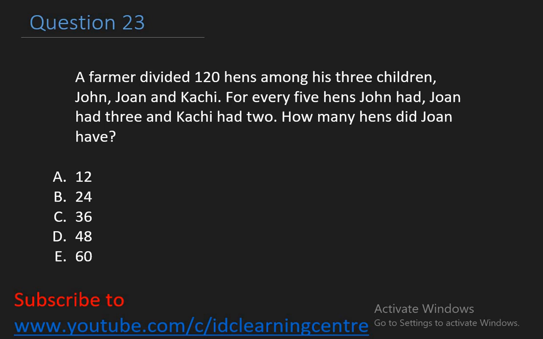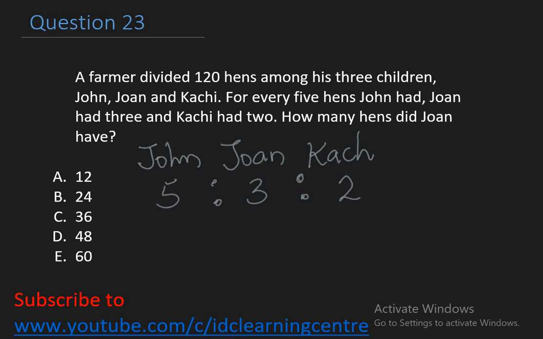Question 23. A farmer divided 120 hens among his 3 children. We have John, Joan, Kachi. For every 5 hens John had, look at the ratio now, Joan had 3, Kachi had 2. For questions like this, always express as a ratio. How many hens did Joan have?